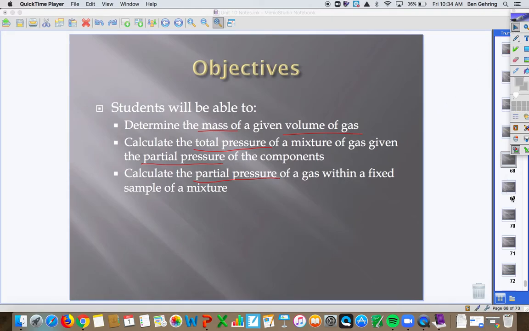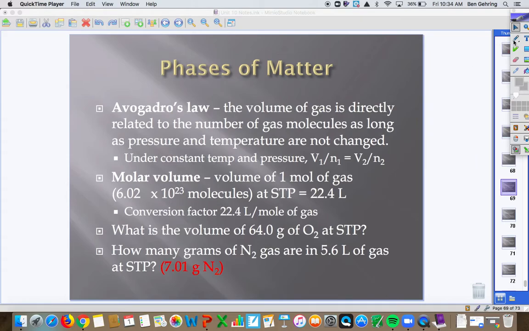Let's get rolling. For starters, you've heard of this guy before, the guy named Avogadro. He's the one that determined that 1 mole of substance is equal to 6.02 times 10 to the 23rd molecules of that substance, or atoms of that substance. He also determined that the volume of a gas is directly related to the number of molecules, as long as the pressure and temperature are not changed. So under a constant temperature and pressure, you have a volume and a number of moles. As long as the pressure and temperature stay the same, that's where we're at.